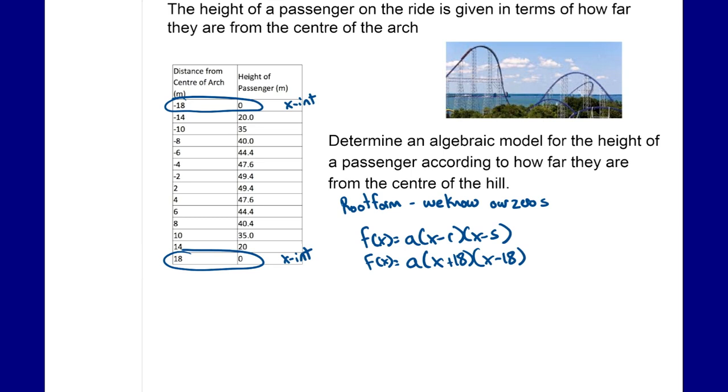So now what we have to do is use any point, right? So we need to sub in any point for, say, y and x, or f at x and x, however you want to represent that y value. So we can use any point. For sake of argument, let's just say we're going to use this point here, 2 and 49.4. Again, it doesn't matter which one we use. Maybe you don't like the decimals, so you use something like 10 and 35, right? Or 14 and 20. It doesn't really matter what point you use. Any point will work as long as we're not using the x-intercepts again.